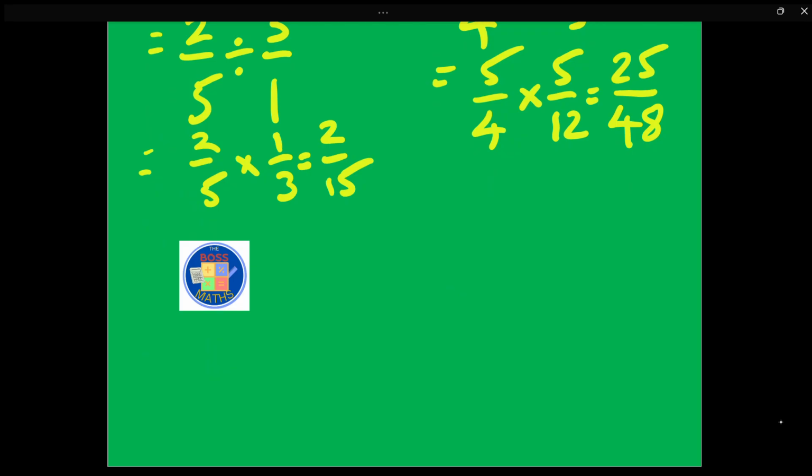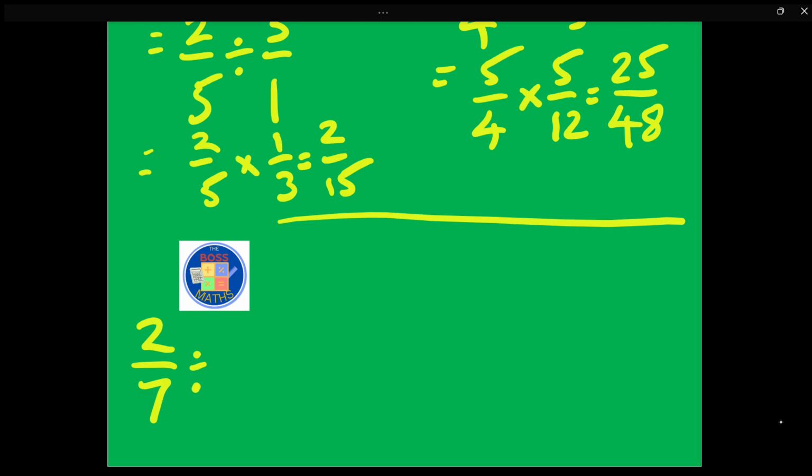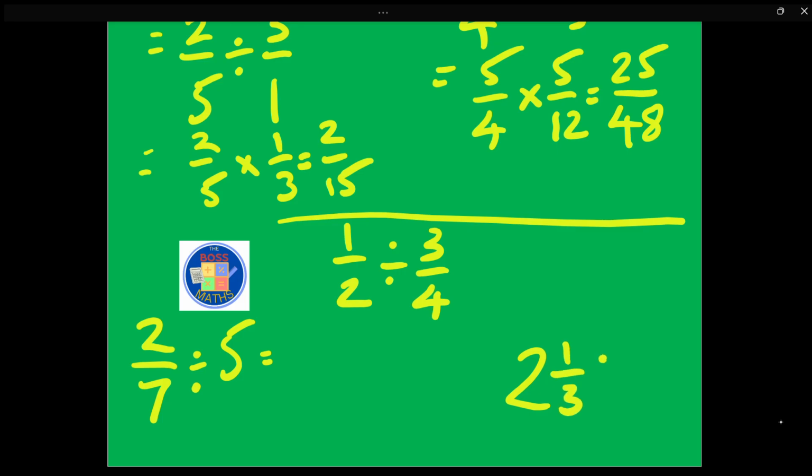Okay, you can have a go at some questions. I'll just leave the method above so you can see it, just in case you need help with any of your questions. Try these 3 questions and then we'll go over them. 2/7 divided by 5. 1/2 divided by 3/4. And 2 1/3 divided by 1 1/4. You have a go at these three, pause the video, and then we'll go over the answers.